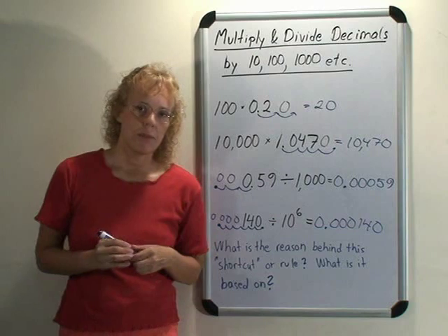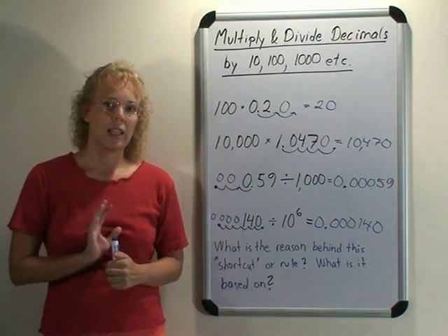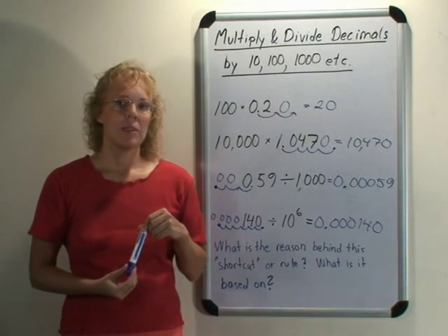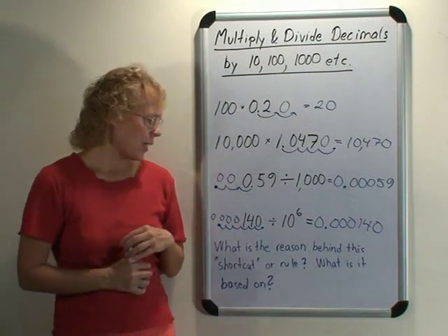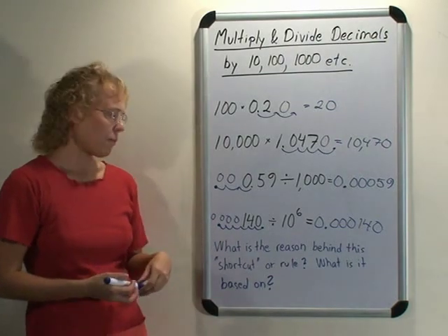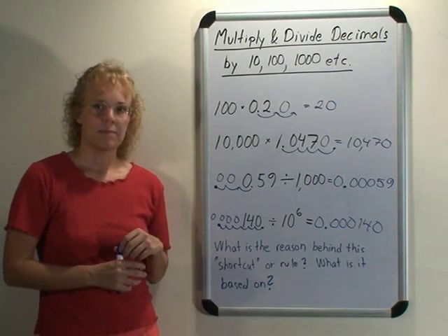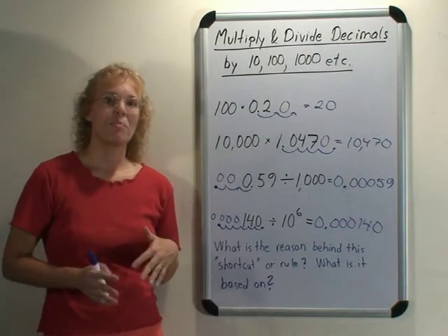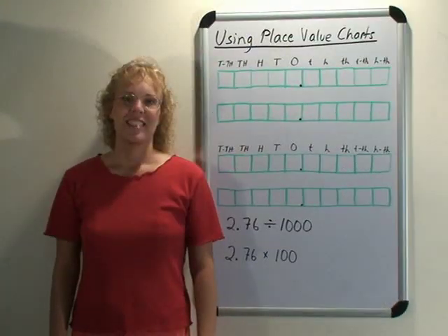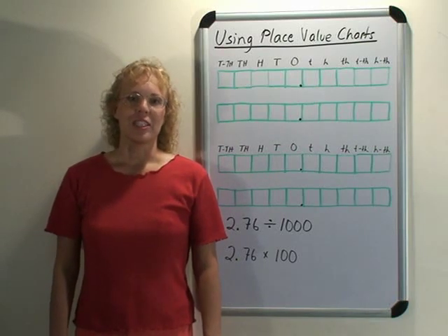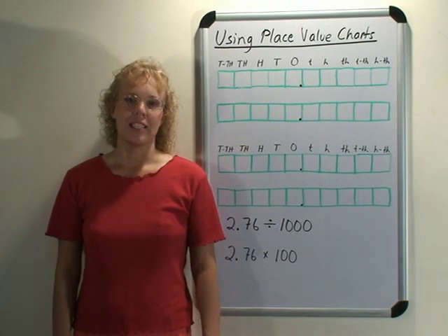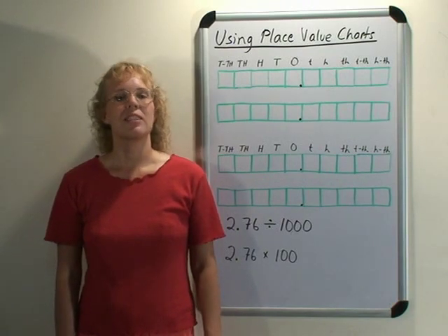Now, for some students it might be clear where this shortcut comes from, but for some it might not be so clear. So I wrote here, what's the reason behind this shortcut or this rule? What is it based on? And the answer is it is based on place value, and that's what we're going to look at in a little bit. We're going to look at using a place value chart to teach children about multiplying and dividing decimals by 10, 100, 1000 and so on.